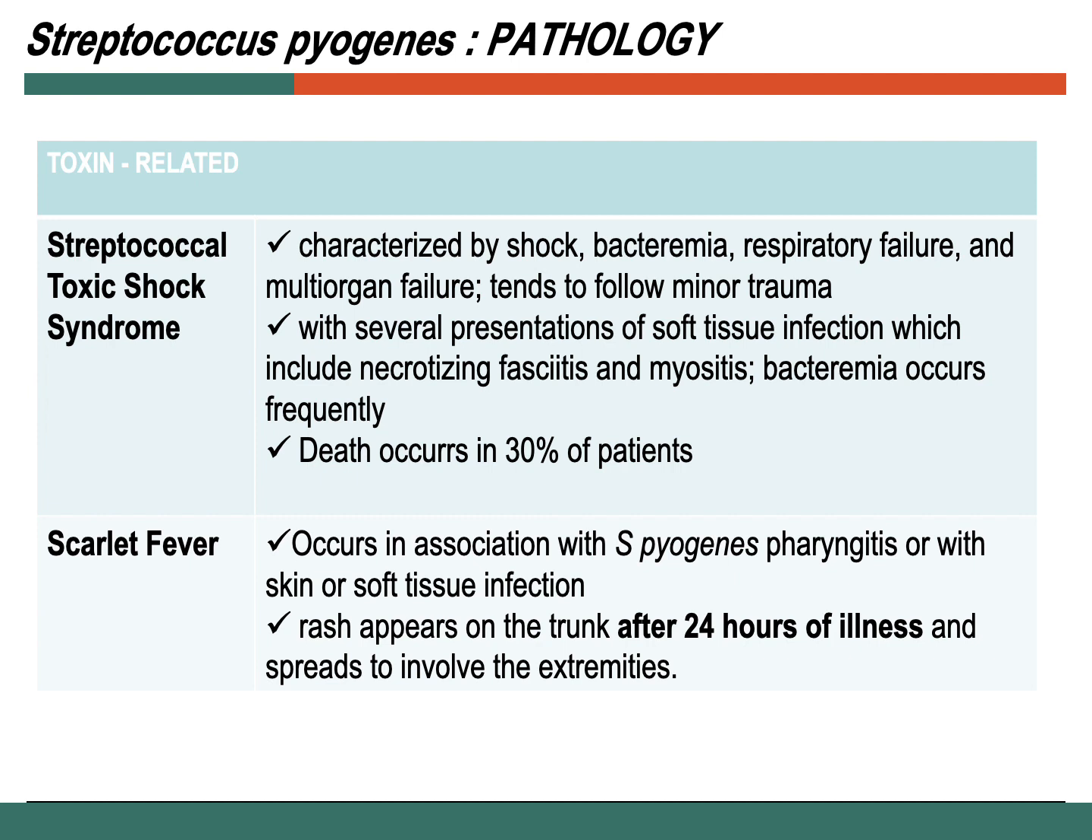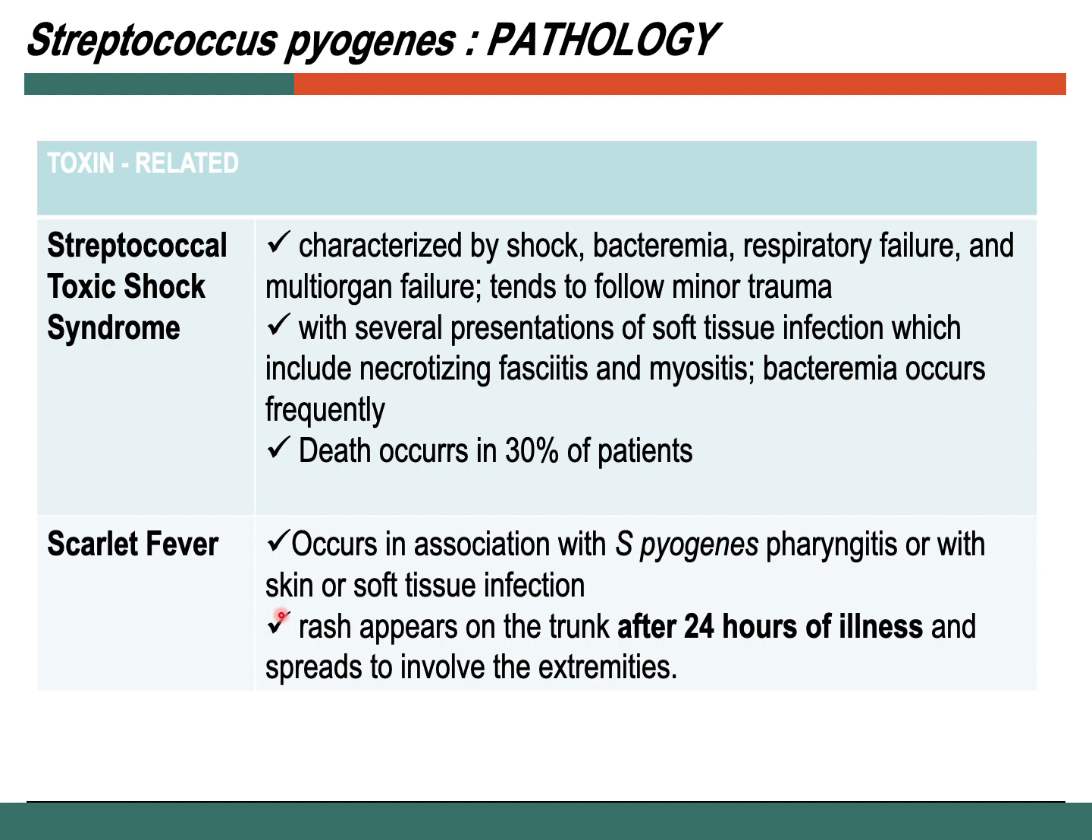Your Streptococcus pyogenes also releases toxins, like in streptococcal toxic shock syndrome. These are associated with streptococcal toxic shock syndrome toxin. These are characterized by shock, bacteremia, and respiratory failure, similar to staphylococcal toxic shock syndrome. Okay, the first manifestation is usually soft tissue infection, followed by necrotizing fasciitis and bacteremia.